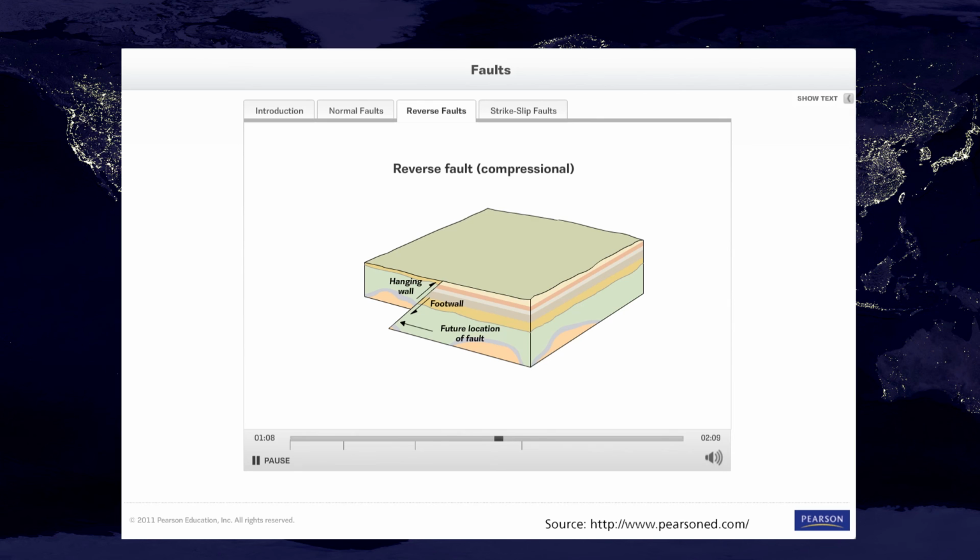Notice that rocks exposed at the surface of the eroded and uplifted hanging wall block are older than those exposed on the footwall side of the fault.